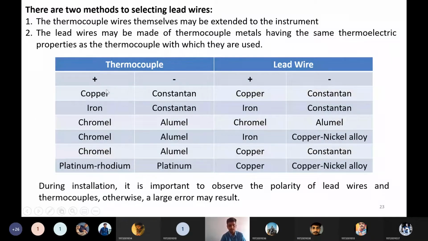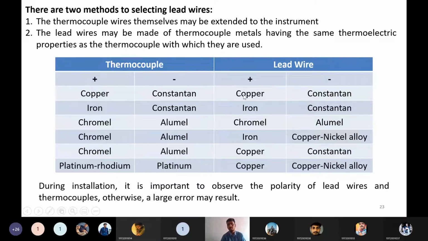In the table, for example, the thermocouple construction metal copper is the positive metal and constantan is the negative metal. To extend the copper, we can use copper itself as a lead wire, and to extend the constantan, we can use constantan itself. In the case of the iron constantan thermocouple, we can use iron itself to extend the iron metal, and constantan to extend the constantan. In the chromel alumel thermocouple also, we can use chromel to extend the chromel and alumel as a lead wire to extend the alumel. But see, copper will be somewhat costlier compared to iron.